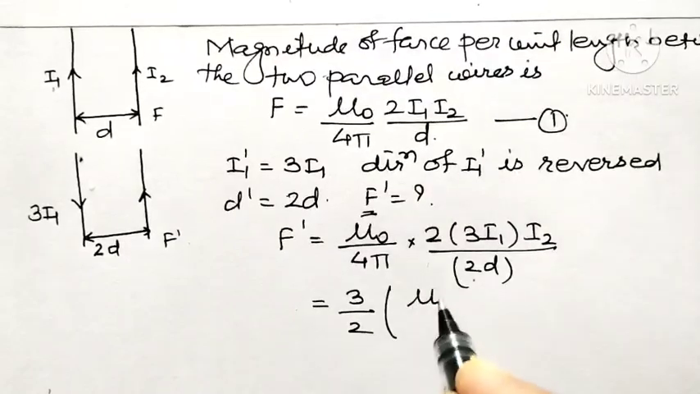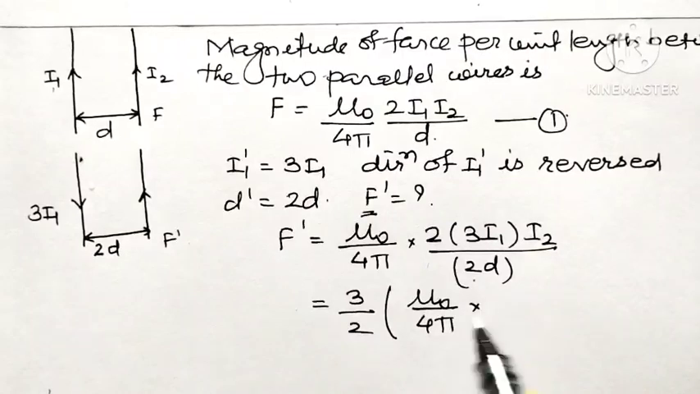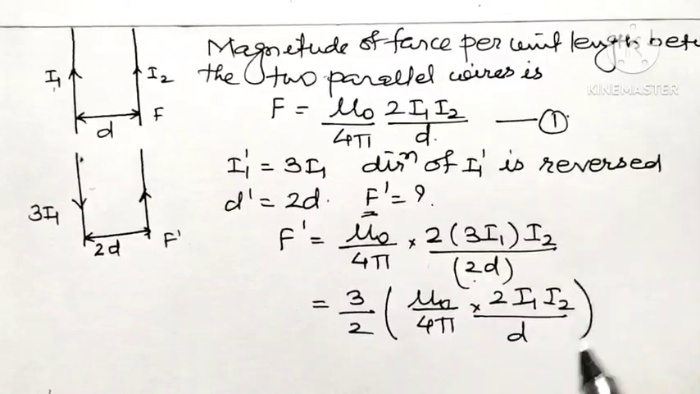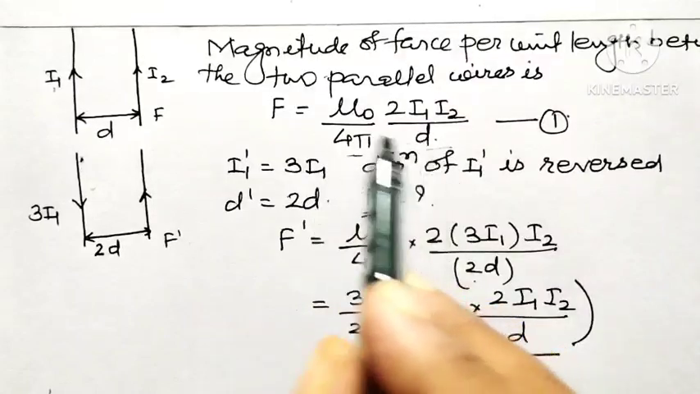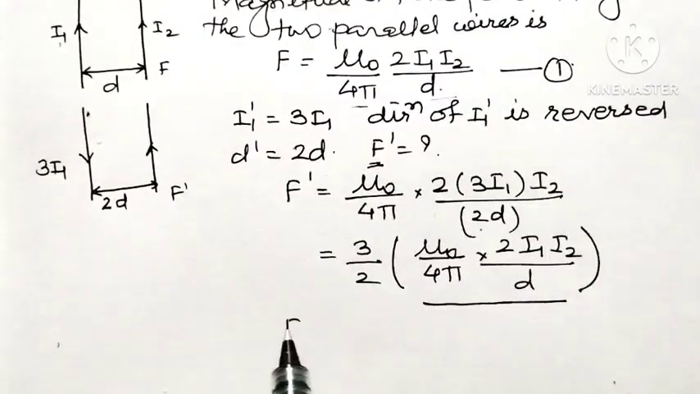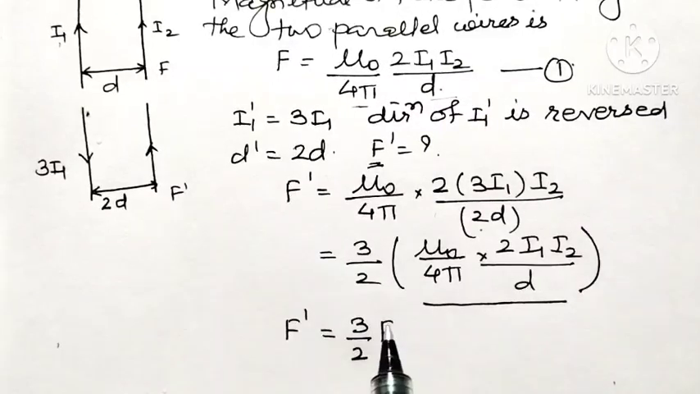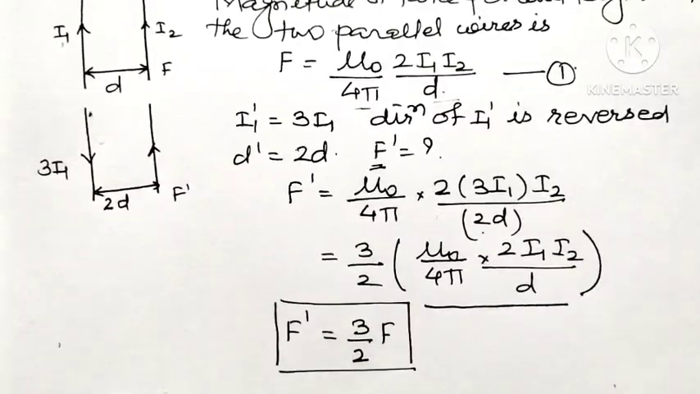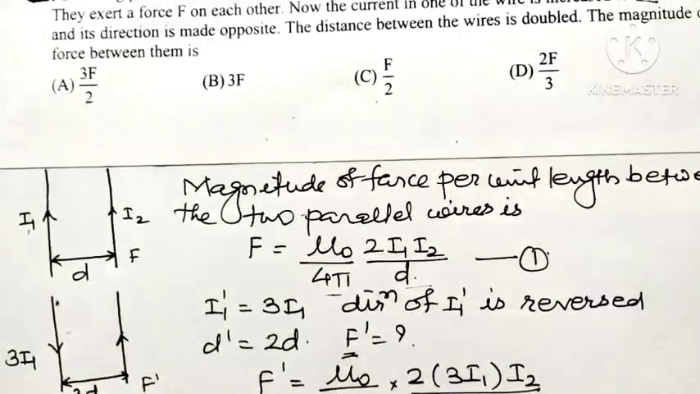Now what is there in the bracket? It is mu 0 divided by 4 pi into 2 I1 I2 divided by d. If you look at this, the bracket is the same as this one, mu 0 upon 4 pi 2 I1 I2 upon d, which is equal to force F. So the new force F dash is equal to 3 by 2 times the original force. Out of 4 options, which option is correct for this question? Look at option A. It is 3 by 2 times the original force between the two wires. So A is the correct option for this question.